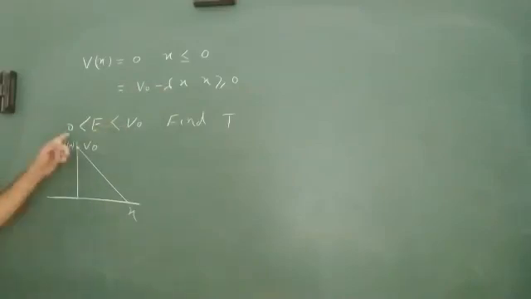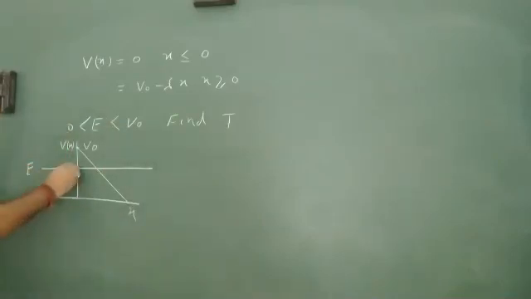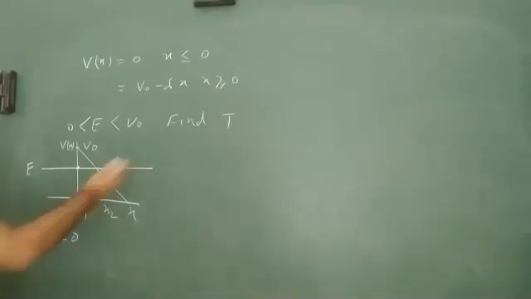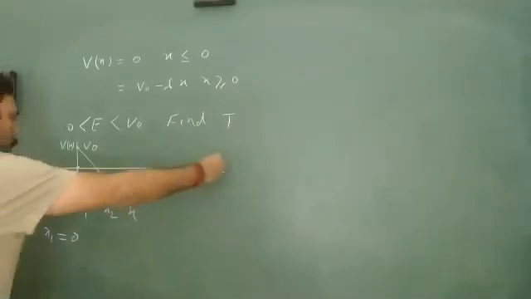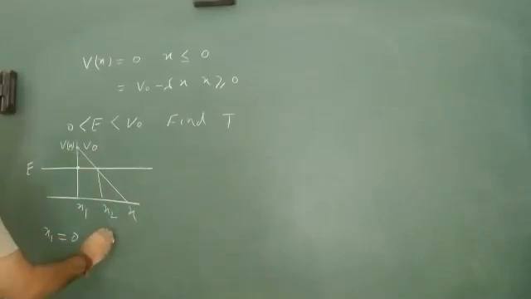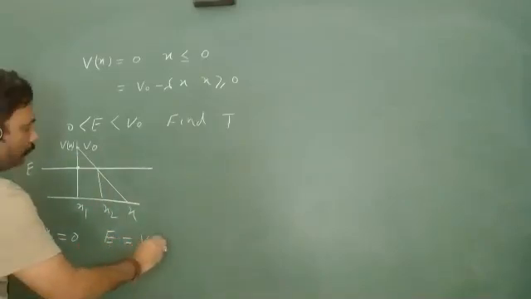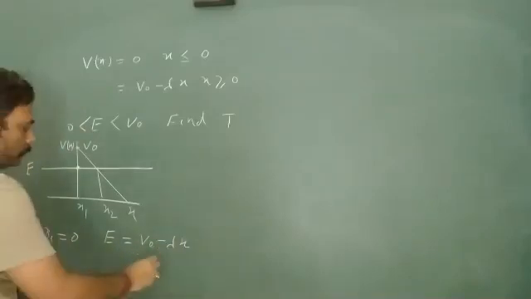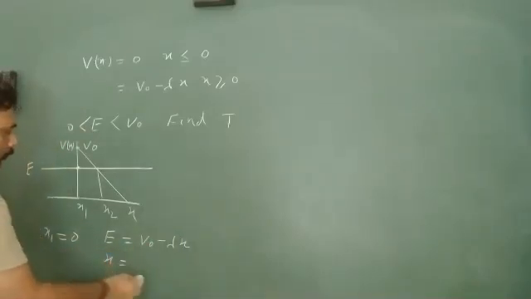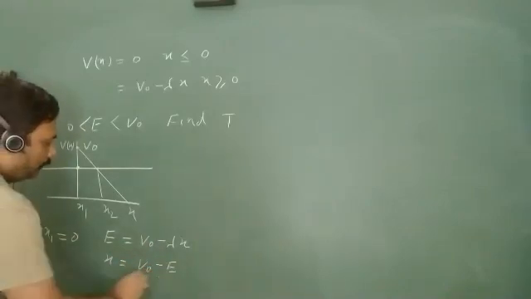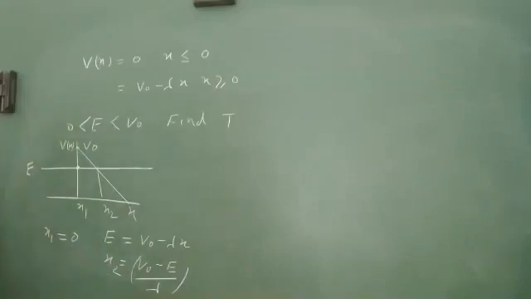And what will be the energy? Energy is something like this. This is the value of energy. So this will be my x1 and this will be my x2. What is the value of x1? I know x1 is equal to 0. What is the value of x2? You can easily find it, the momentum is 0. This is all about the turning point. When the particle is coming here, the momentum is 0. So total energy must be equal to V naught minus lambda x. So x is equal to V naught minus E upon lambda. This is the value of x2.